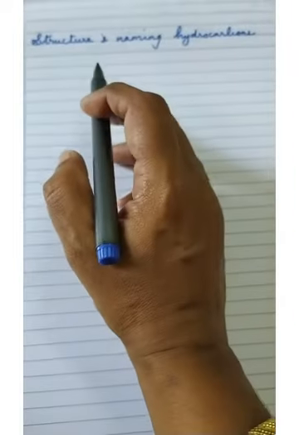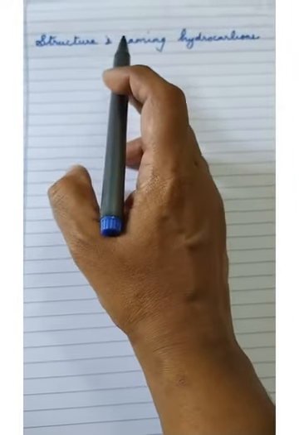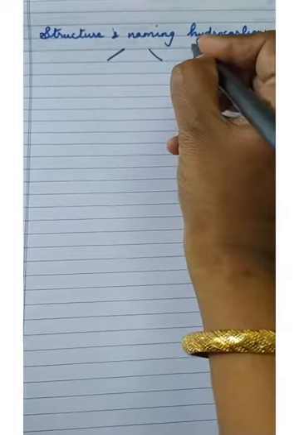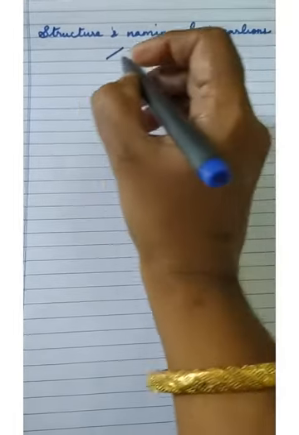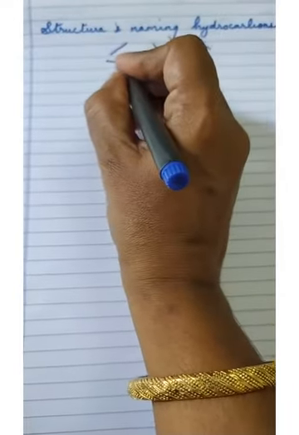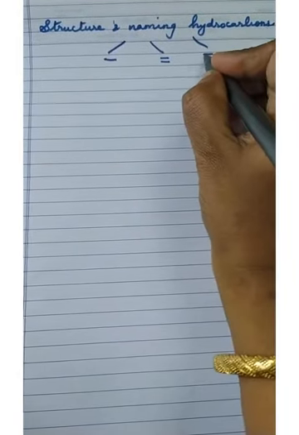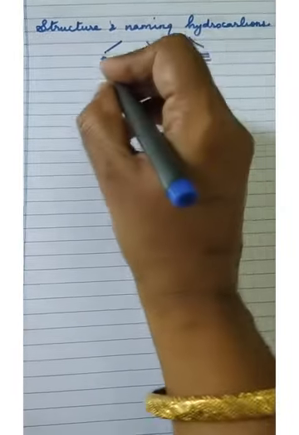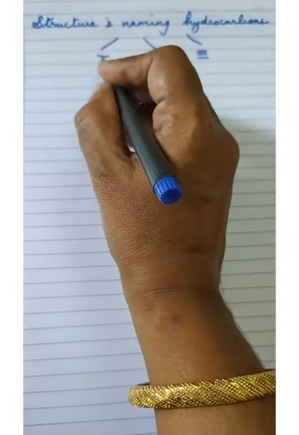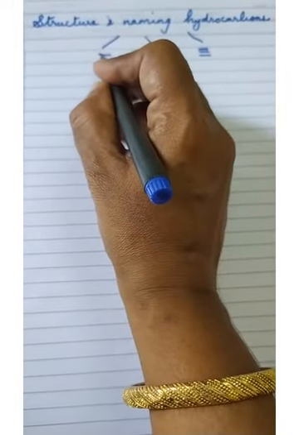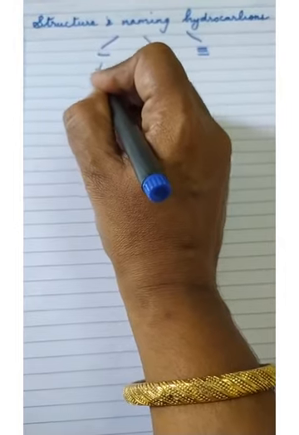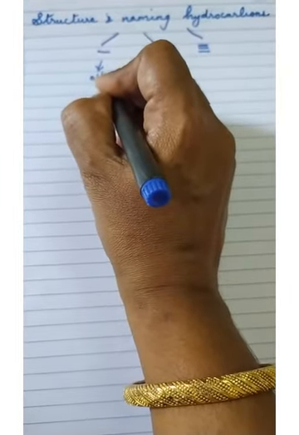In this video, you can learn how to write the structure and name the hydrocarbons. We know there are three different types of hydrocarbon, depending upon the number of bonds present. If it has single bond or double bond or triple bond, they are classified into three different categories. If the hydrocarbon has only single bond, then we call it alkanes.